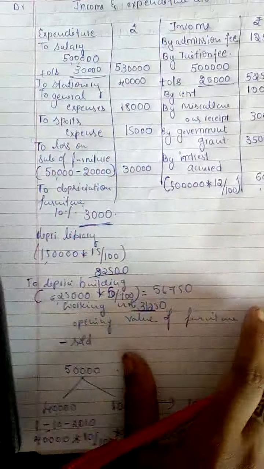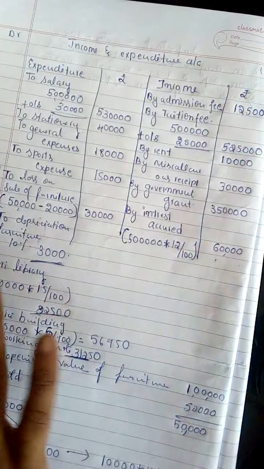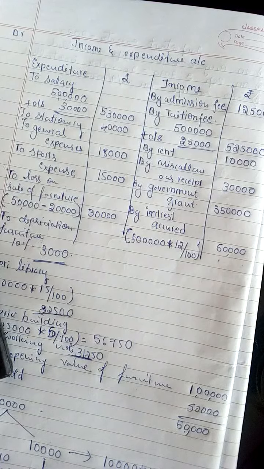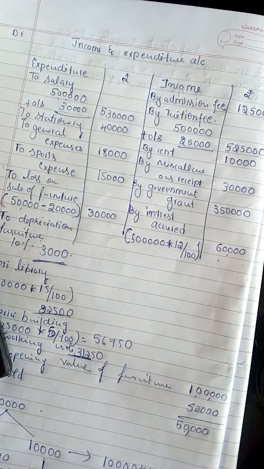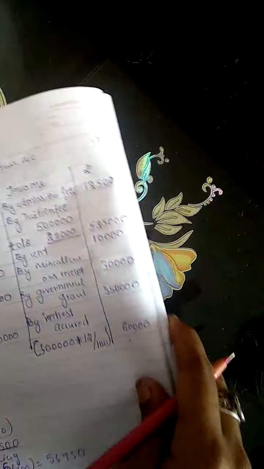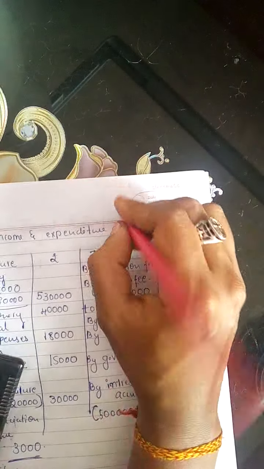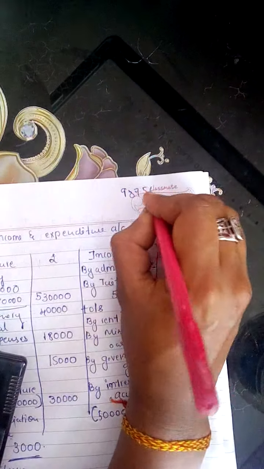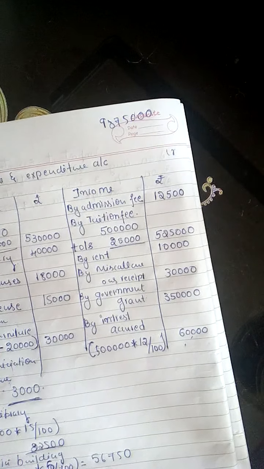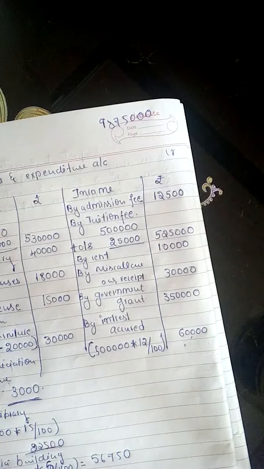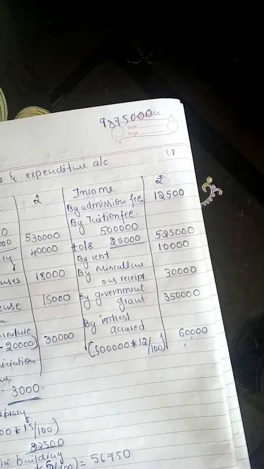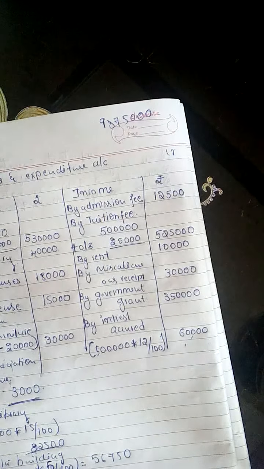Now we have to check which side is more, income side or expenditure side. Let us calculate. 12,500 plus 5,25,000, 10,000, then 30,000, then 3,50,000, then 60,000. So the total of the income side is 9,87,500. So now we need to calculate the expenditure side total. 5,30,000 plus 40,000 plus 18,000 plus 15,000 plus 30,000 plus 56,750.